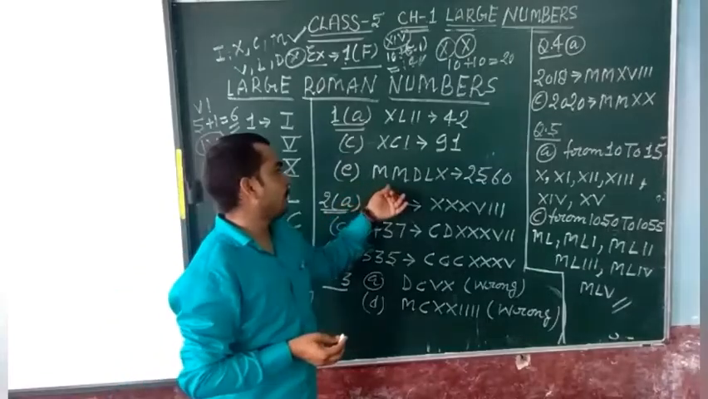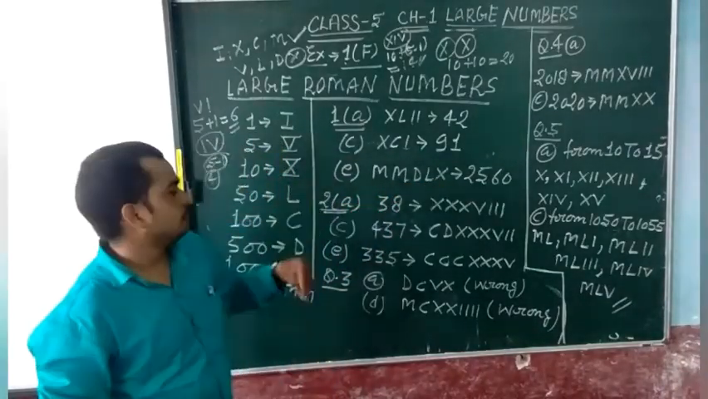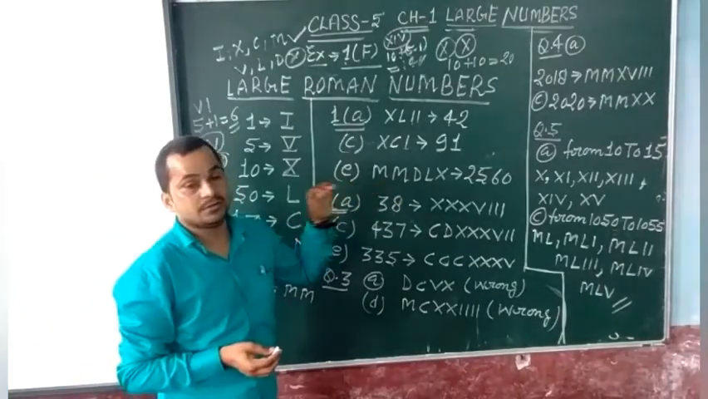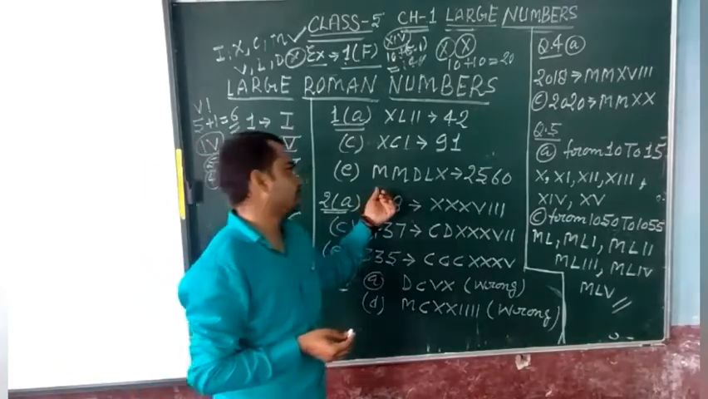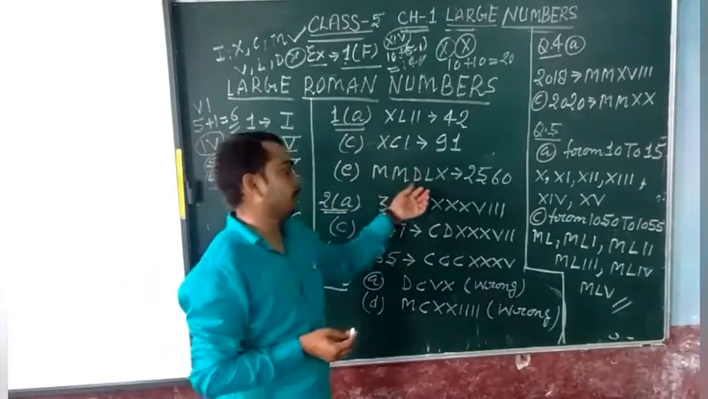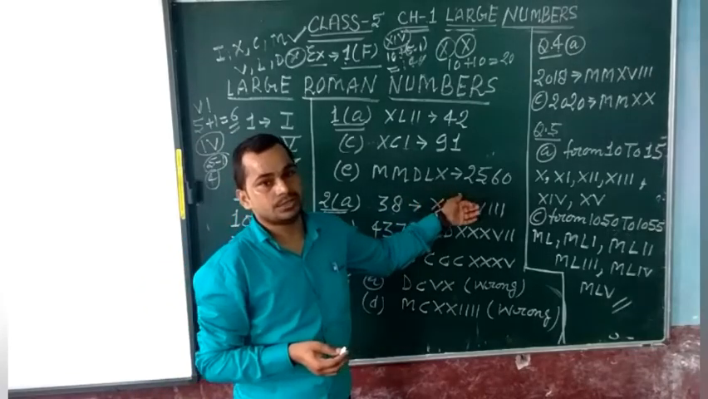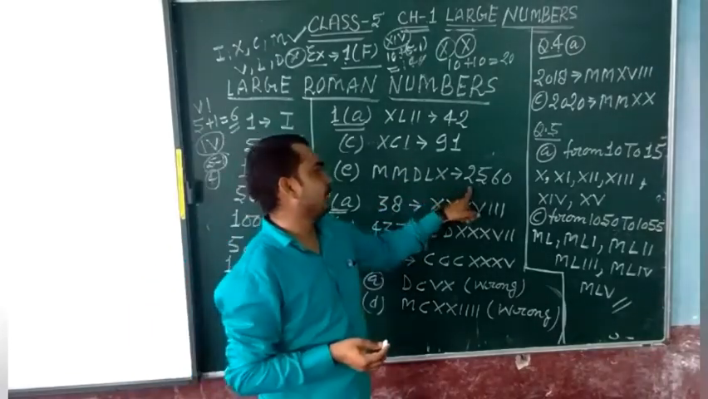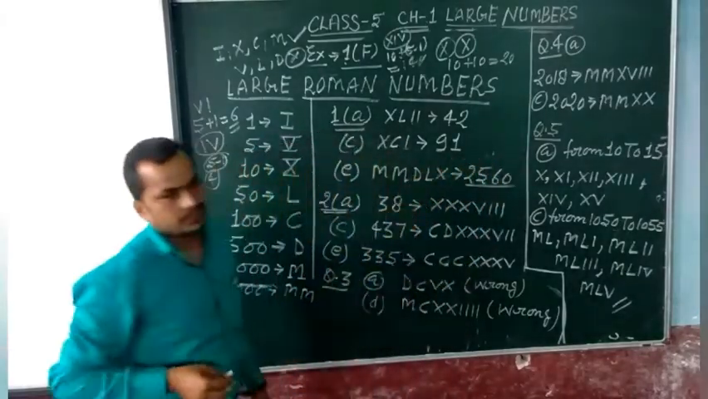Next, MMDLX. Single M is 1000 and double M is 2000. So 2000, D is 500, so 2500, and LX is 50 plus 10, 60. So 2560.